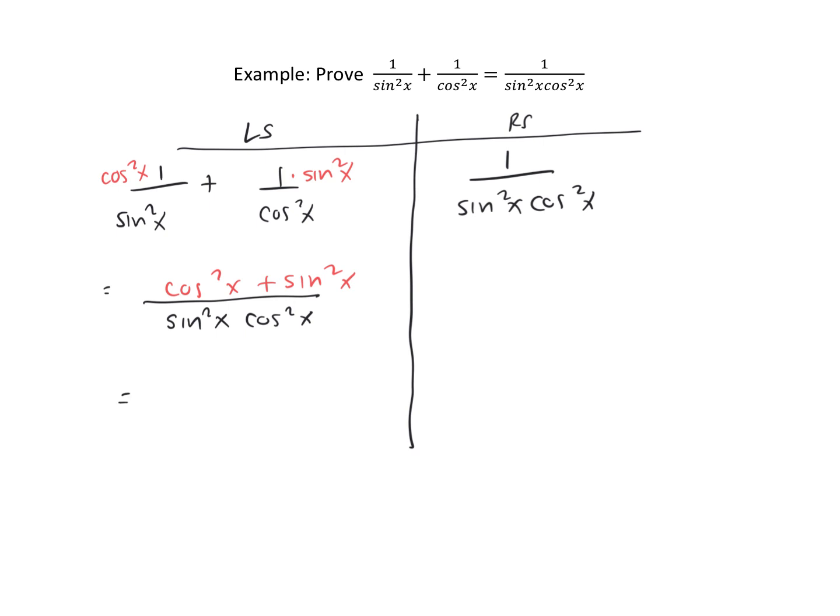Again, I compare sides. When I look on the right side, I see that we have the same denominator, so we're good there. The numerator on the left, I have cos squared plus sine squared, and on the right, I have 1. But I do know from my trig formula sheet that cos squared x plus sine squared x is equivalent to 1. And now the left side equals the right side.